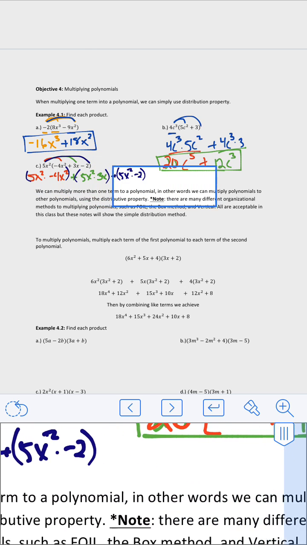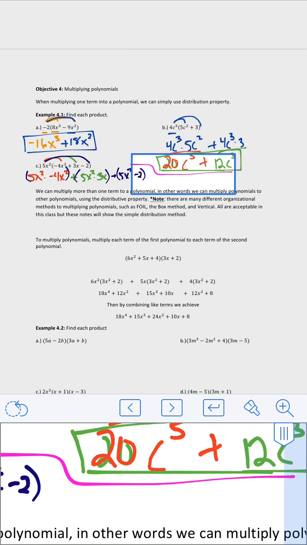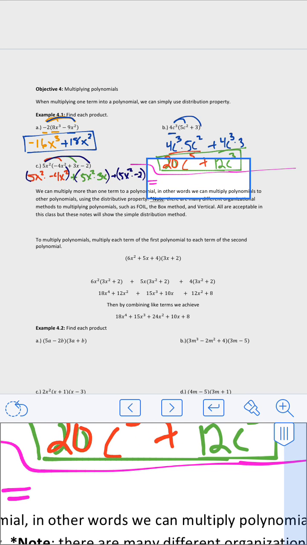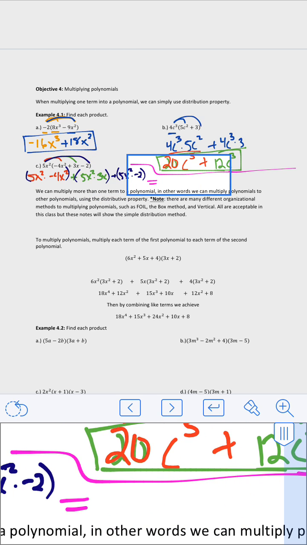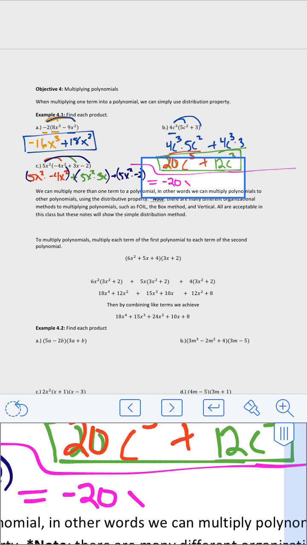Now I can simplify that. I'm going to write it all in pink, so you can see what we're doing. Alright, so then I'm going to simplify that. 5x squared times negative 4x squared. Well, the 5 times the negative 4 is going to give me negative 20. And then 2 x's and 2 x's makes 4 x's.